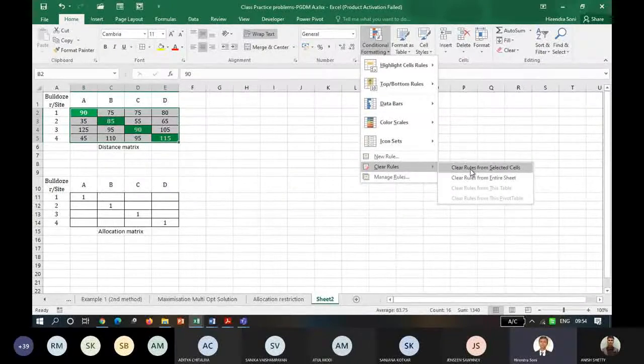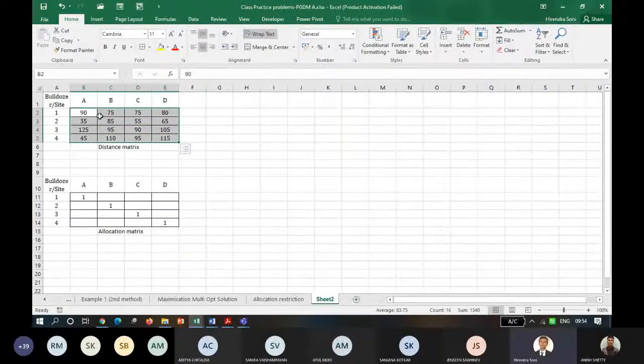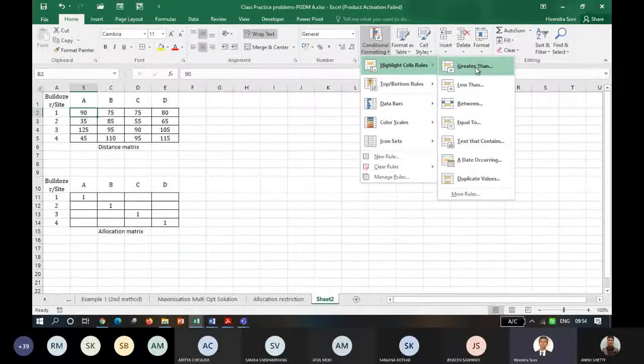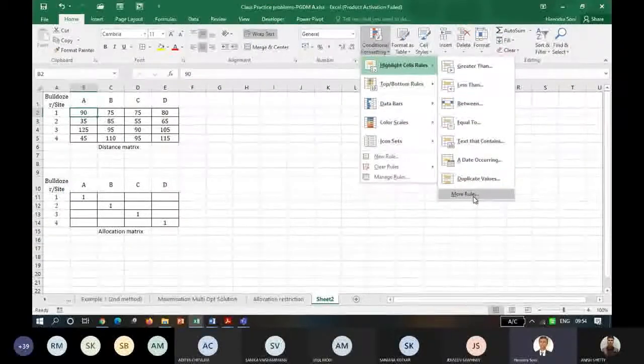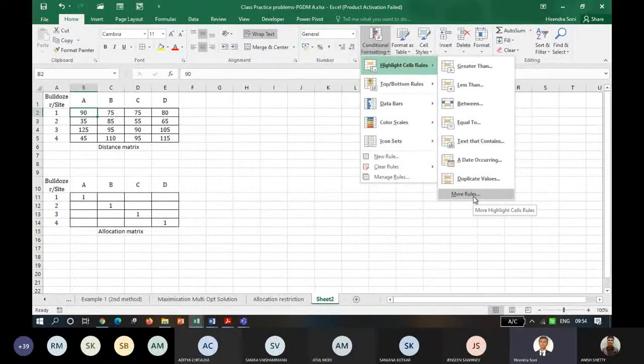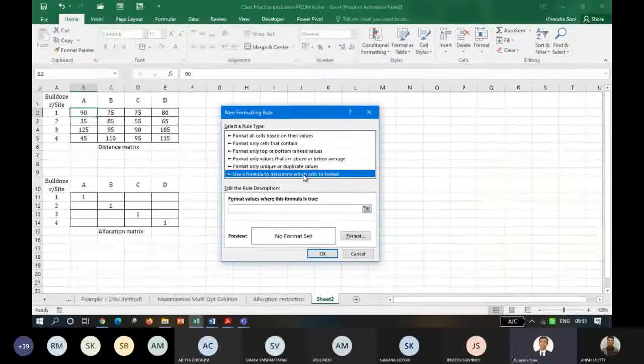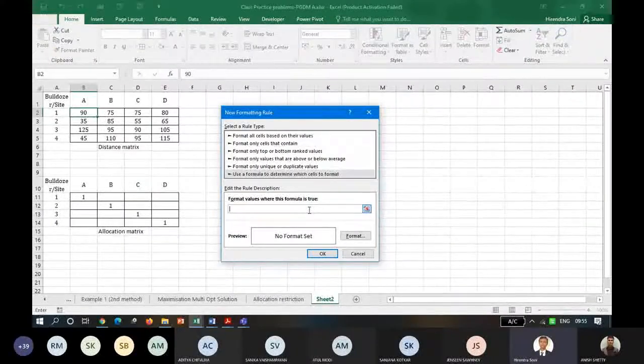Clear rules. Okay. Since I want this cell to get highlighted if I put 1 here, I first need to select this cell, go to conditional formatting, highlight cells rules. Instead of selecting anything, because it's condition based, I will go to more rules, use a formula to determine which cells to format. Okay, click here to enter the formula.